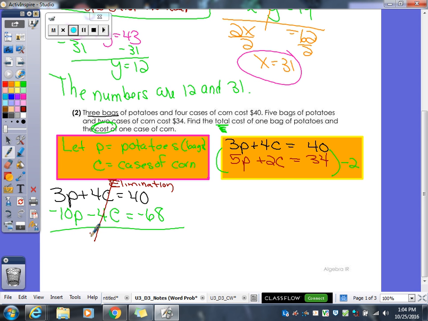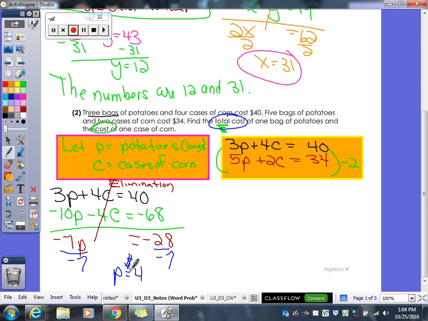Now let's do the P's. What's 3P minus 10P? Negative 7P. And when I subtract this, I'm going to get a negative 28. Divide both sides by a -7, and P equals 4. So does that mean I have 4 bags of potatoes? What do they want? The total cost of 1 bag of potatoes. So I want the cost. So that means 1 bag of potatoes costs $4.